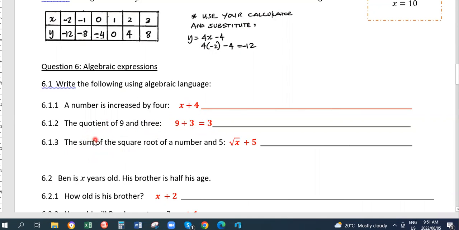The sum. So we know we're going to have a plus sign somewhere. The sum of the square root of a number and 5. We don't know what the number is, but we know there's a square root sign. So we're looking at the square root sign, and we're looking at the sum, a number, and 5. The square root of the number is square root of x. The sum is plus, and the numerical number here is 5. So square root of a number, which is x, which we don't know, plus the 5.